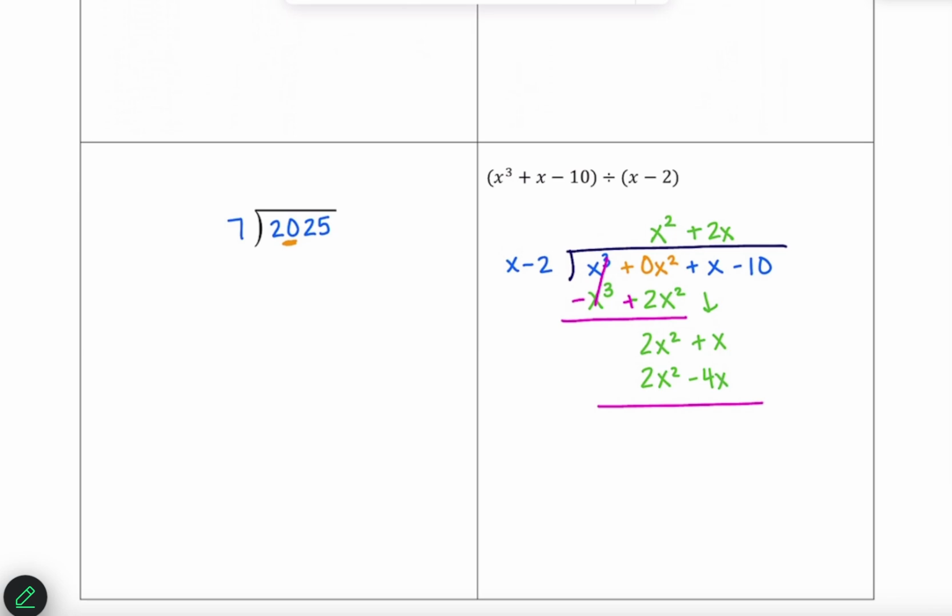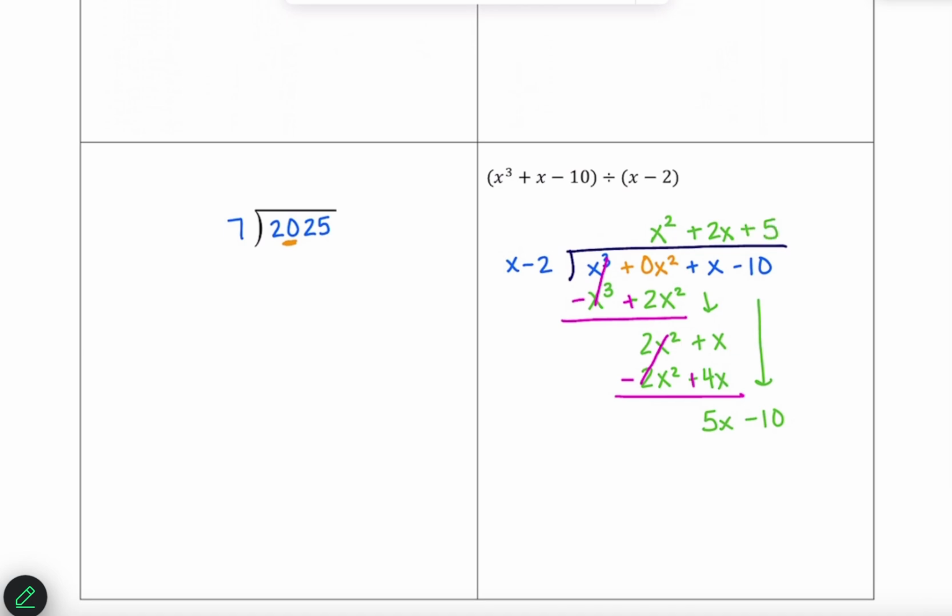And then I subtract again. So minus 2x squared minus negative 4x, which turns it into a plus. The 2x squares cancel out. 1x plus 4x is 5x. And then I bring down my last term. And the next time I subtract, I want to subtract away that 5x. So we think about x times what will give me 5x, and the answer is 5.